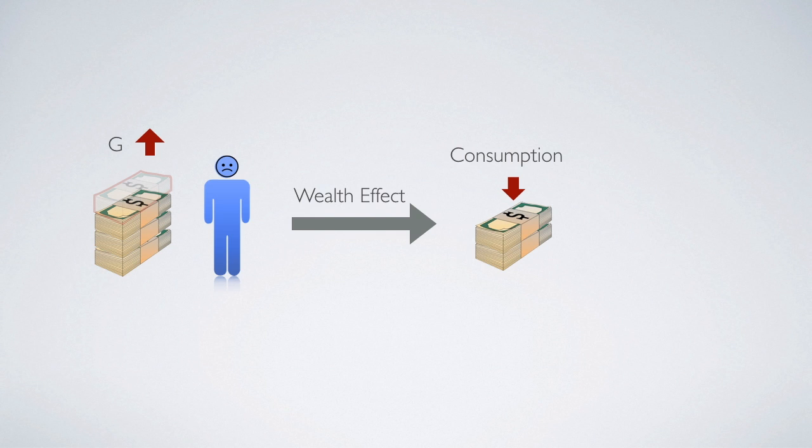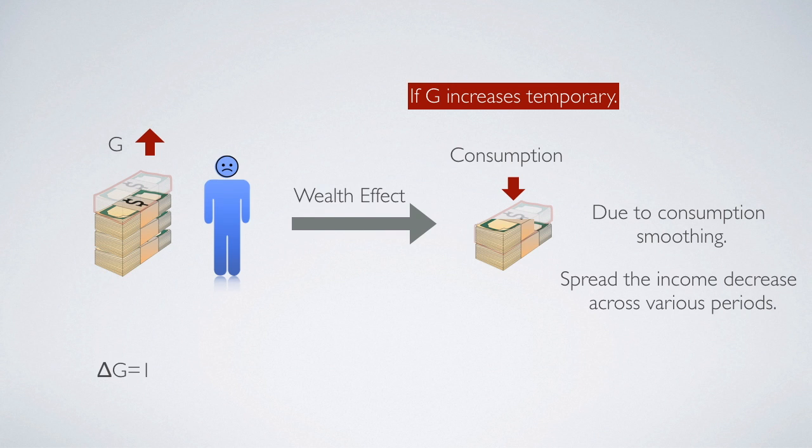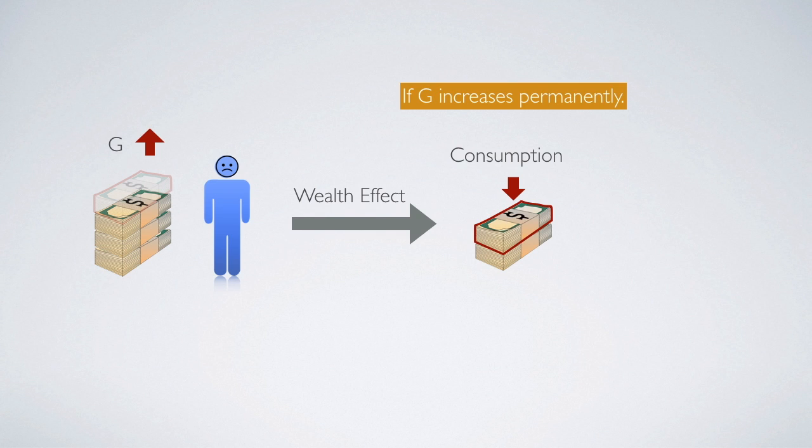It actually depends. If such a government purchase increase is a temporary phenomenon, then due to consumption smoothing, the consumer will spread this income decrease across various periods, so that it does not have to decrease consumption as much as the government expenditure increase. So in this case, government purchase increased by 1 unit. However, consumption due to the wealth effect would decrease, but it will not decrease as much as the government expenditure increase.